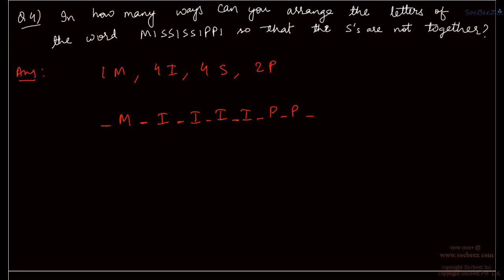Now, if I put my S in any of these 8 blanks, I am assured that they will not be next to each other. And that is what the question asks. So my task actually consists of 2 parts. First, finding out the number of possible arrangements of these M, I and P, and then the number of possible selections of putting these S's into these 8 blanks. So the first part is pretty simple. For the M, 4 I's and 2 P's, that is a total number of 7.